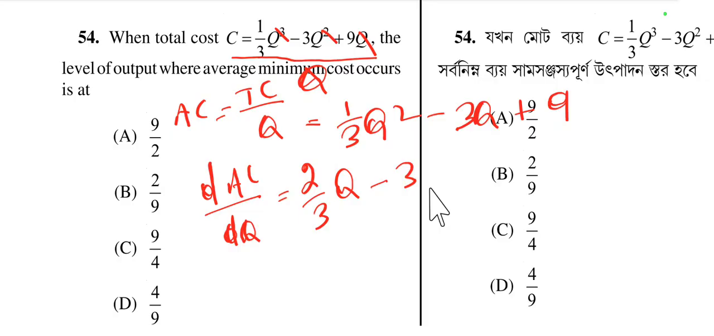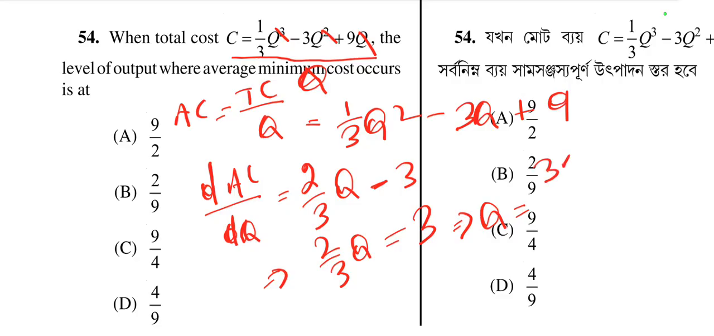Now just solve this equation. Taking it to the right side, 2 by 3 Q is equal to 3. This implies Q is equal to 3 into 3 by 2. 3 into 3 is equal to 9, so Q is 9 by 2. So 9 by 2 is the right option. 9 by 2 is given in option A. So the right option for question 54 is option A.